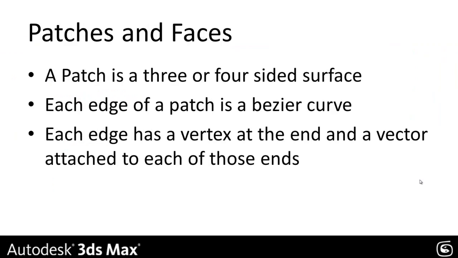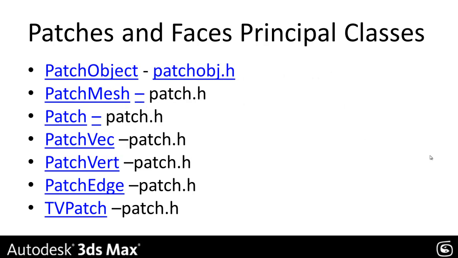Alright, so let's now talk about patches and how to build faces. So a patch is a 3 or 4-sided surface. Each edge of a patch is a Bezier curve, and each edge has a vertex at the end and a vector attached to each of those ends. So patches and faces have these principal classes. Okay, so we've got patch object, patch mesh, the patch itself, and then there's vectors, vertices, edges, and the TV patch. Alright, so let's talk about each one of these.